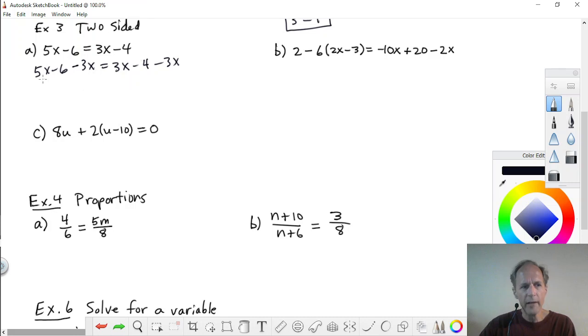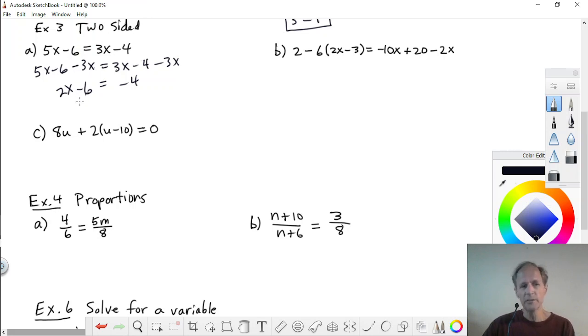So on the left we have 5x minus 3x. They're not next to each other, but you can still subtract that. 5x minus 3x is 2x minus 6 equals, now you have 3x minus 3x. That's 0, and you have negative 4 here. So we do have more steps because we're still not done. Now we have to get the 2x by itself.